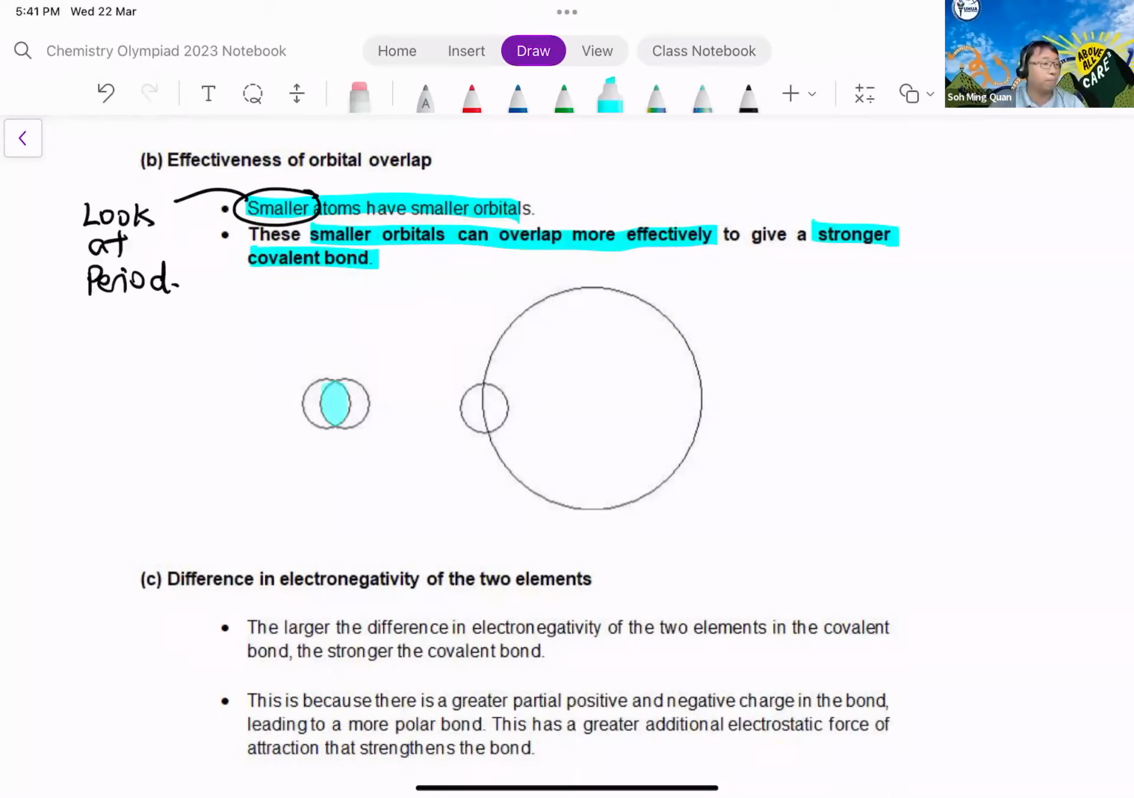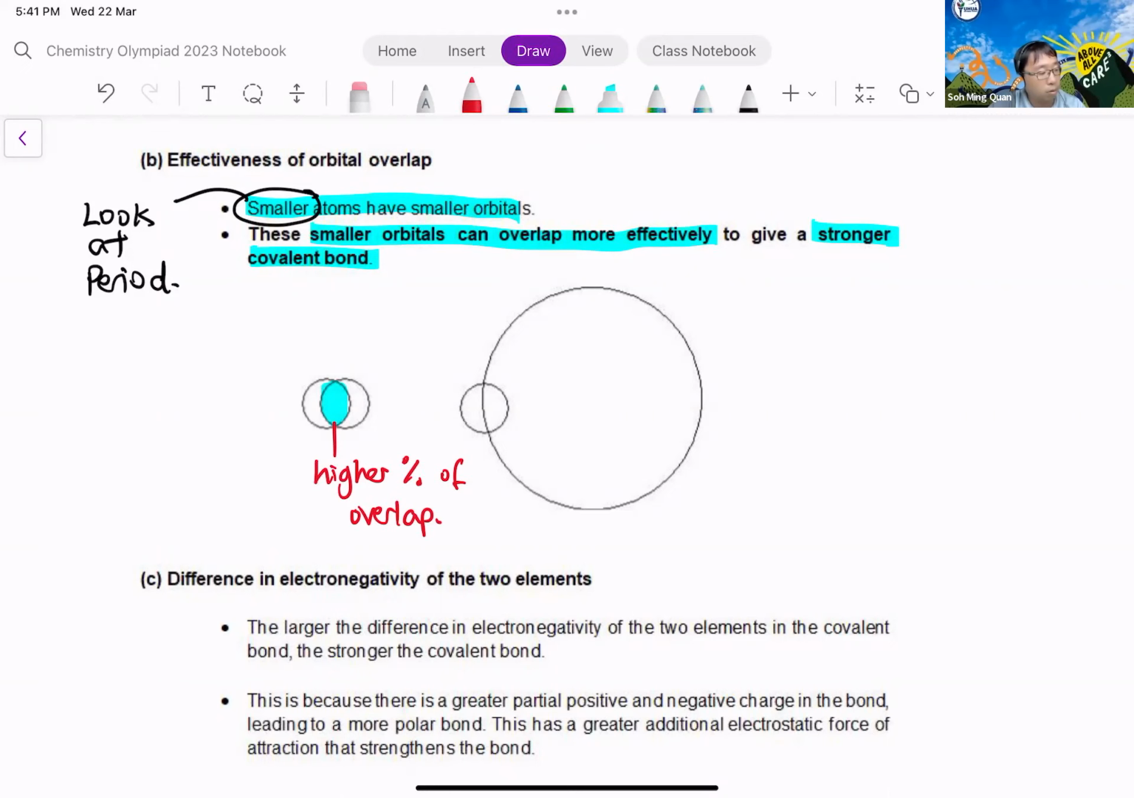It's because as a percentage of the total orbital area, the overlap for a smaller orbital is higher. When the orbitals overlap, it's a higher percentage because the orbital is smaller. If the orbital is very big, the overlap area is a very small percentage. So it's not so effective.